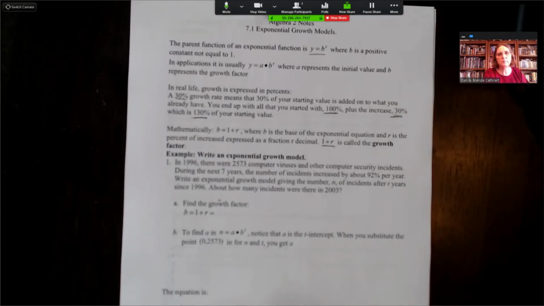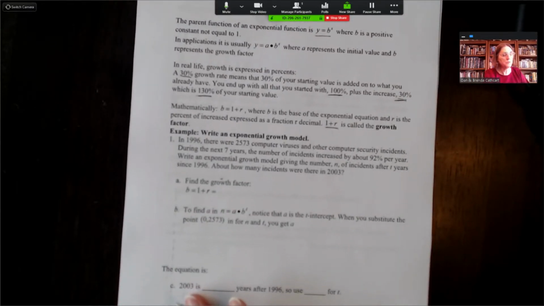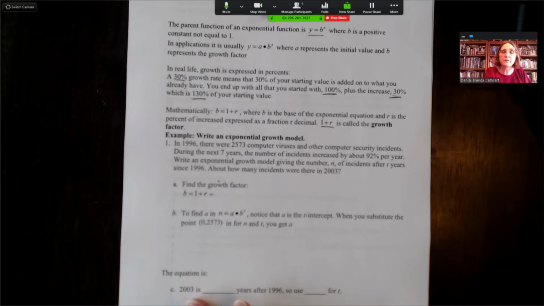Let's do an example. We want to write an exponential growth model for the following example. In 1996, there were 2,573 computer viruses and other computer security incidents. During the next 7 years, the number of incidents increased by about 92% per year. Write an exponential growth model giving the number n of incidents after t years since 1996. And then finally, about how many incidents were there in the year 2003.